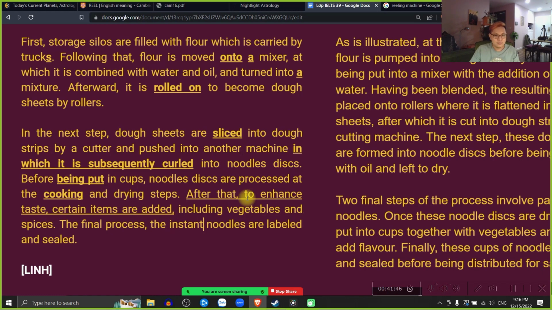The final process. Cái chỗ này dùng "the" được nè, tại vì mình biết là mình đang nói về cái mì ăn liền nào. We know exactly what instant noodle we're talking about now, so you can use the definite article "the" here. Nó xác định rồi, tại vì mình nói bao nhiêu thứ rồi, bây giờ người ta xác định là mình đang nói cái gì mà. Yeah. The instant noodle is labeled and sealed.